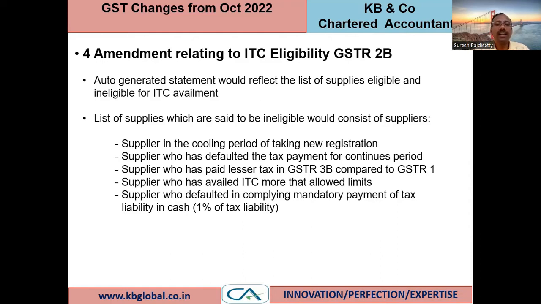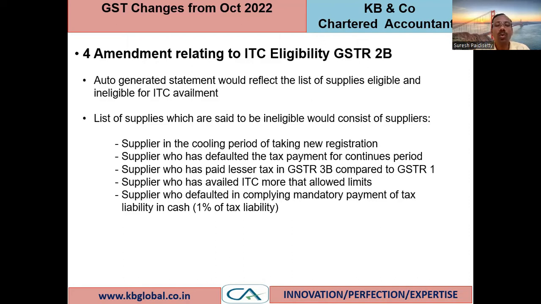First point, supplier in the cooling period of taking new registration. Suppose the supplier has applied for the new registration and they specify the cooling period. Within that period, the recipient cannot take the ITC of the supplier invoices. Second point, supplier who has defaulted tax payment for a continuous period. Supplier who has paid lesser tax in GST 3B compared to GST 1. If the supplier has paid lesser tax, the recipient cannot take the ITC of such suppliers' invoices. Supplier who has availed ITC more than the allowed limit, such invoices also the recipient cannot take.